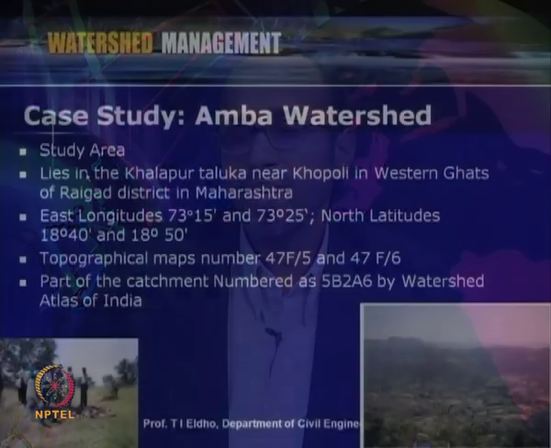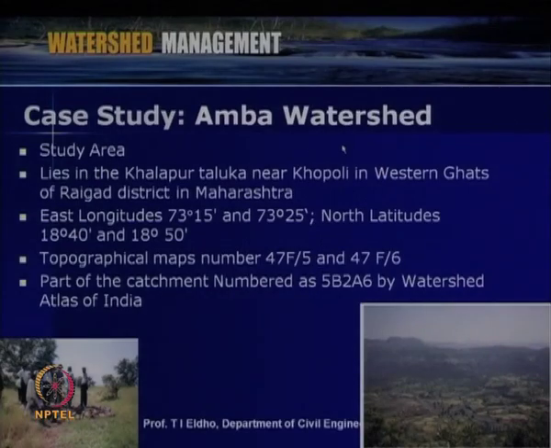Now let us look into a case study, how effectively GIS can be used for watershed management development plans. This case study is the Amba watershed area. Here we have used GIS effectively to generate various maps and then do hydrological modeling. The study area lies in the Khalapur taluk near Kopoli in the Western Ghats of Raigad district in Maharashtra. The location is east longitude 73°15' and 73°25', north latitude 18°40' and 18°50'.